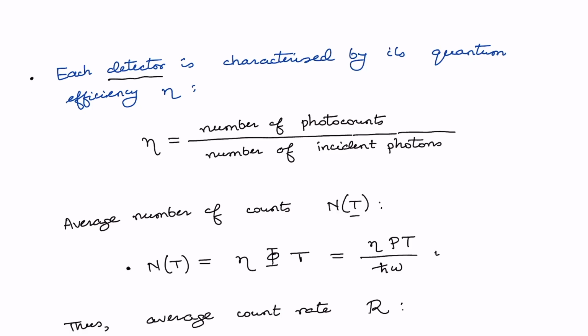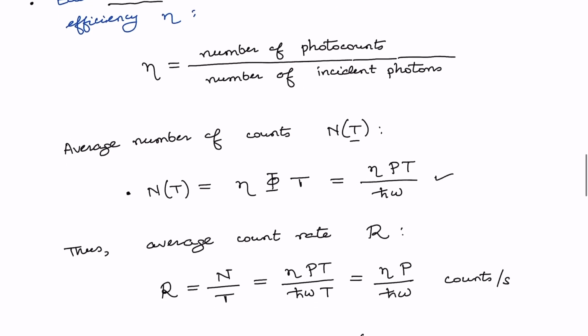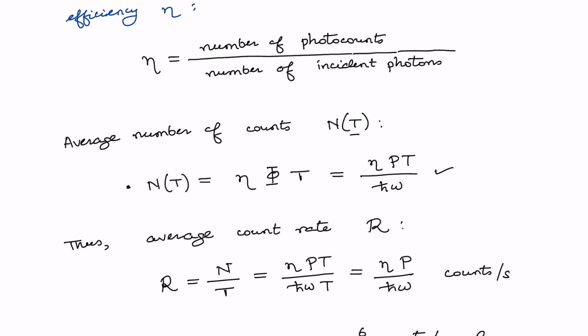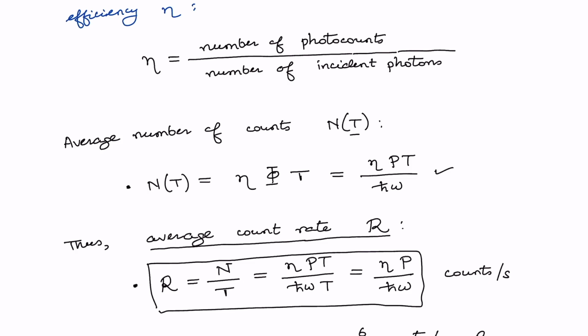Then you get this formula for the average number of counts, and therefore the average count rate is going to be the average number of counts per unit time. So that is your capital R. I think these are very easy to understand. So the average count rate formula is R = ηP/ħω, where η is the quantum efficiency, P is the power, and ħω is the energy of the individual photon, right?